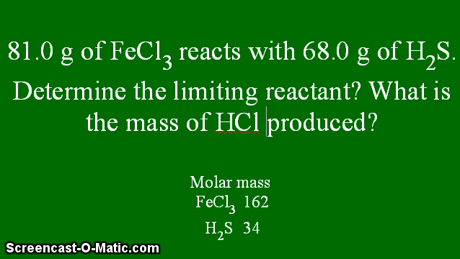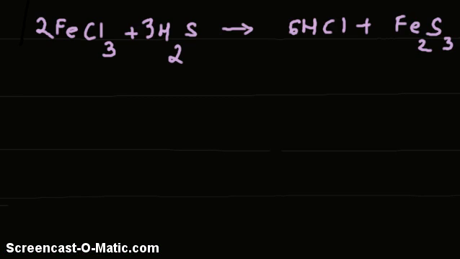First step is to write the balanced chemical equation for this reaction. So the balanced reaction is 2 moles of FeCl3 reacting with 3 moles of H2S, and the products are 6 moles of HCl and 1 mole of Fe2S3.